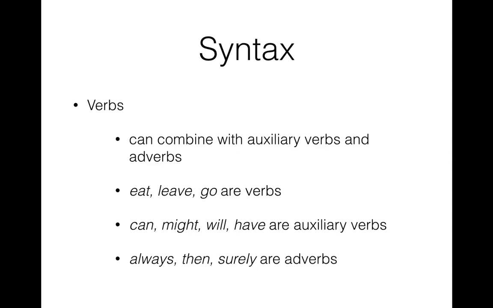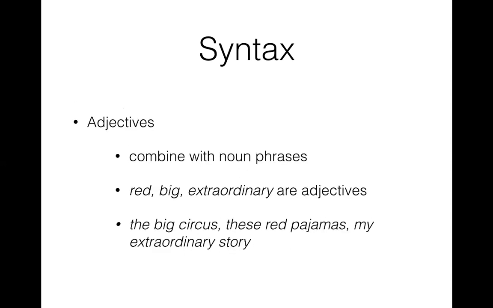So these are verbs, they combine with auxiliary verbs and adverbs, and then adjectives, they combine with noun phrases, right? So examples of adjectives are color terms like red, terms like big, extraordinary. So you can say the big circus, these red pajamas, my extraordinary story. So it comes in between the determiner and the noun, right? The big circus, not big the circus. It always has to go in between.